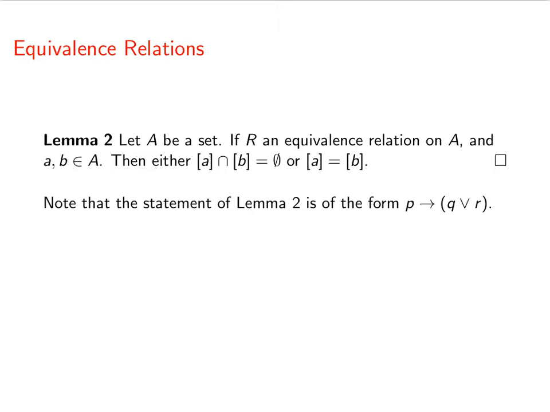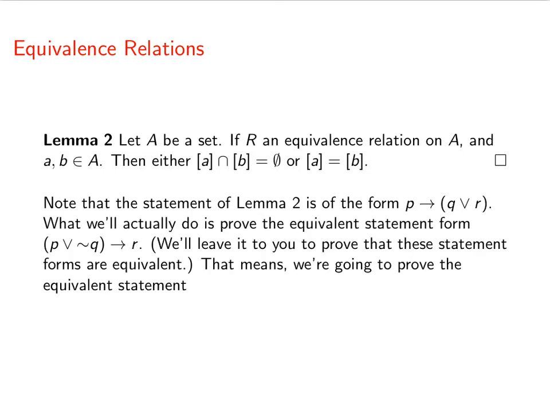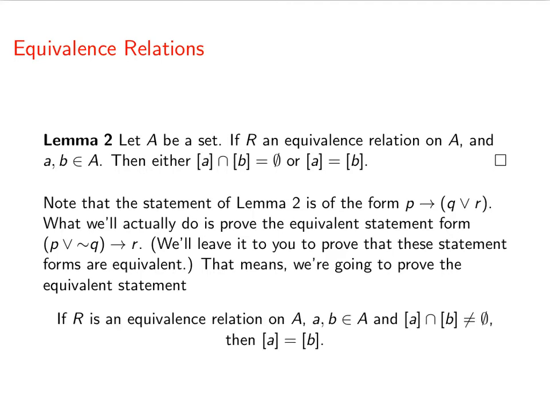All right, now, in order to prove this, I think we should note that the statement in lemma 2 is really of the form P implies Q or R. Now we're going to leave it for you to prove that those statement forms are equivalent. We're going to go ahead, and what we'll do is we'll prove the equivalent statement. If R is an equivalence relation on A, little a and little b are in big A, and the class of a intersect the class of b is non-empty, then the class of a equals the class of b. So that's what we're going to prove.